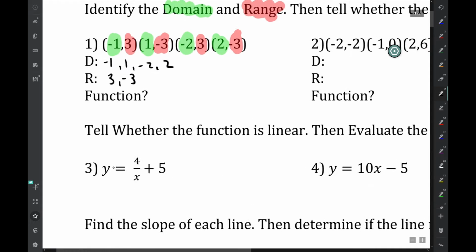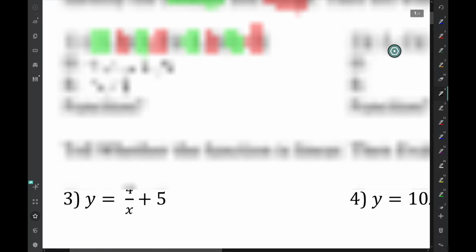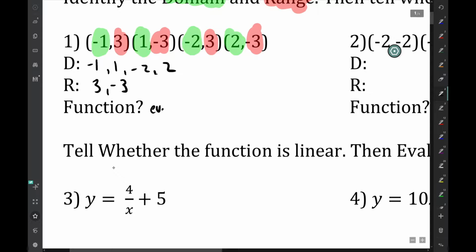Now the key is recalling if it is a function or not. So to be a function, every x must have only one y. Every x, or domain, can only have one y value. So here, 1 goes to 3. -1 goes to 3. 1 goes to -3. -2 goes to 3. And 2 goes to -3. So it is a function.